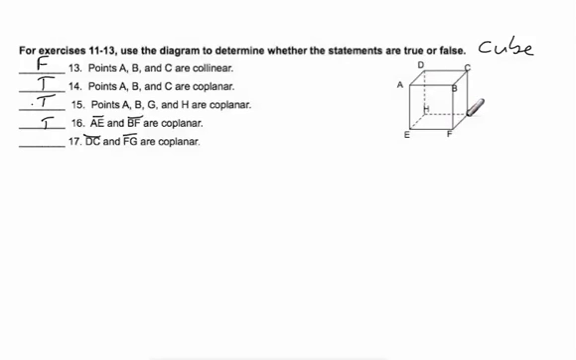Segment DC here and segment FG are coplanar. That is not true because DC and FG do not intersect. They are not parallel. They're skew. They are not coplanar. DC and FG, we could not draw one plane and capture both of them completely.